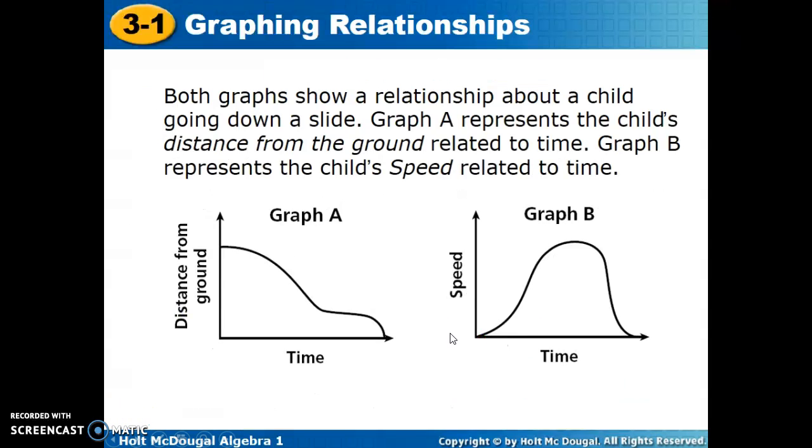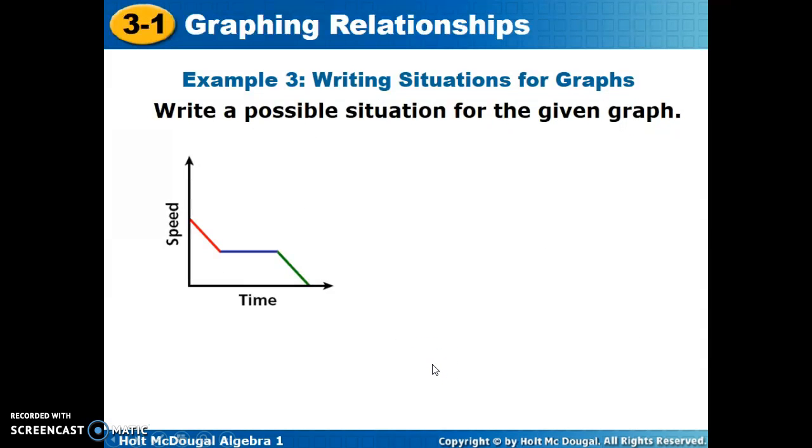Both graphs show a relationship about a child going down a slide. Graph A represents the child's distance from the ground related to time, and graph B represents the child's speed related to time. Write a possible situation for this given graph.